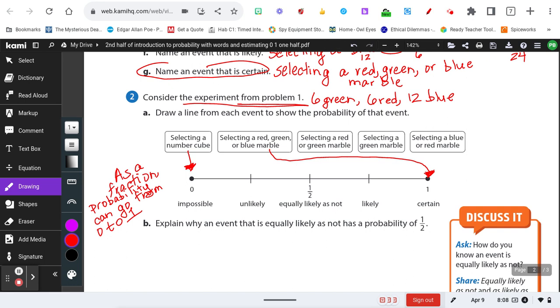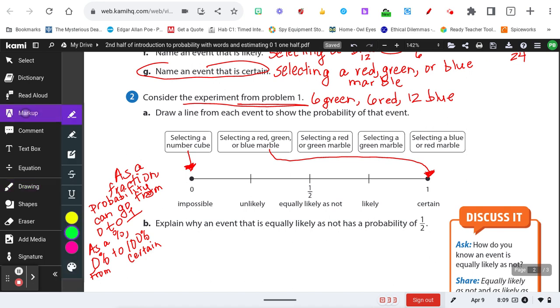All right, so as a percent, it is from 0%, which is impossible, to 100%, which is certain. Okay? So you have to kind of keep in mind what you're talking about.